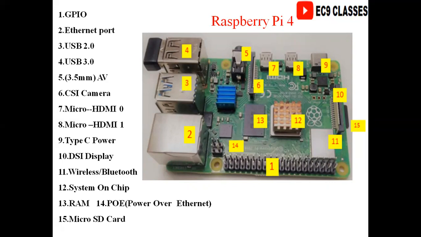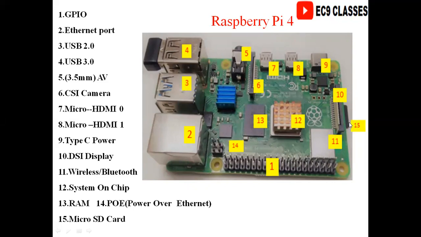Next, the 10th one is the DSI display port. The 11th one, this is the 11th one, is the wireless and Bluetooth chip. And the 12th one is the system on chip. The 13th one is the RAM. Next, the 14th one is the power over Ethernet. So these pins. Next, the 15th one is the micro SD card.